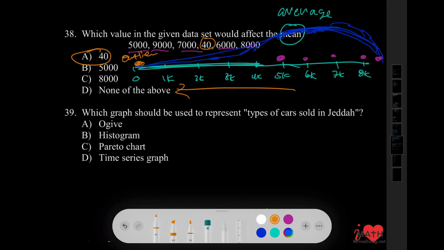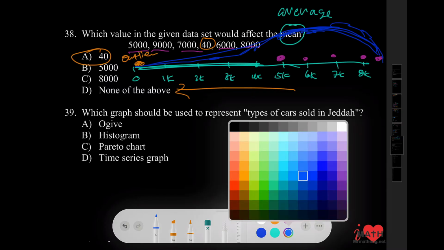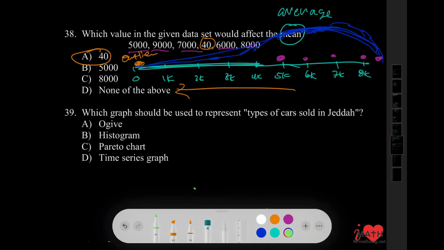Number 39. Which graph would be used to represent types of cars sold in Jeddah? Okay, so types of graphs. We're going to skip that one because we haven't talked about it, so 39, skip that.